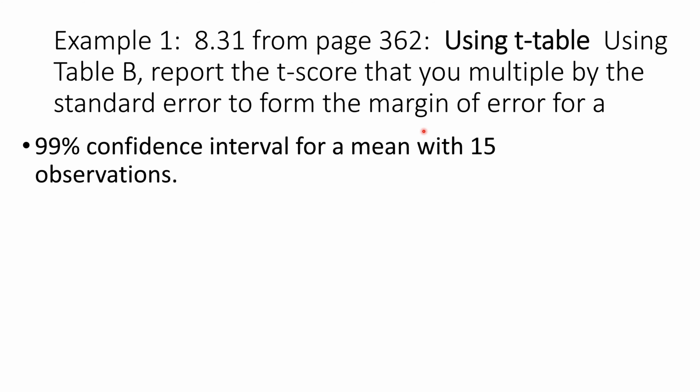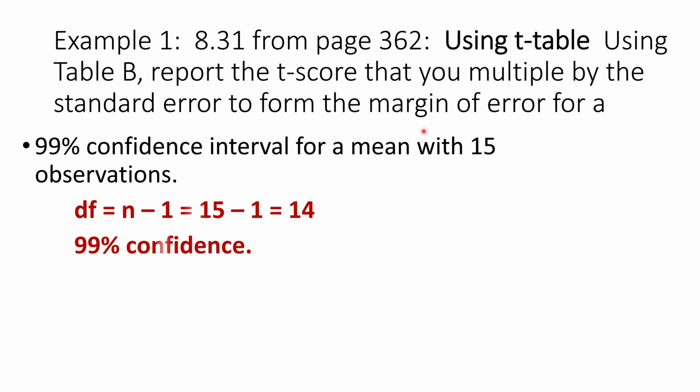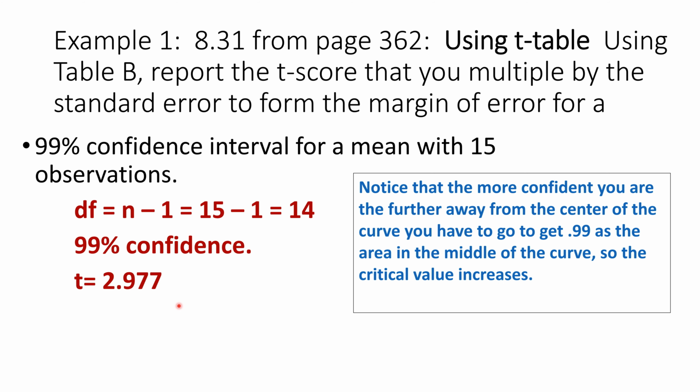To look for the 99% confidence interval for 15 observations, we can calculate the degrees of freedom as 15 minus 1. But instead of a 95% confidence interval, we want the 99% confidence interval. Again, using the t-table, we can find the critical value of the t-distribution, which is 2.977. Notice that the more confident you are, the further away from the center of the curve you have to go to get 0.99 as the area in the middle of the curve. So the critical value increases.